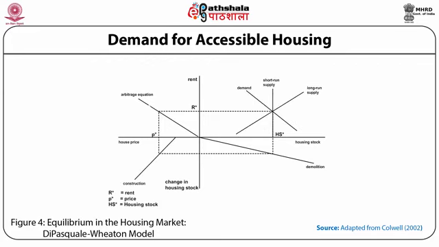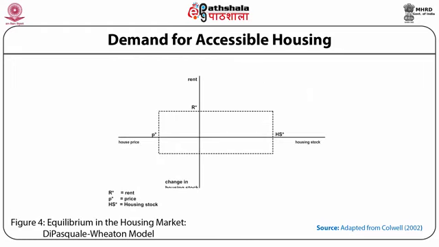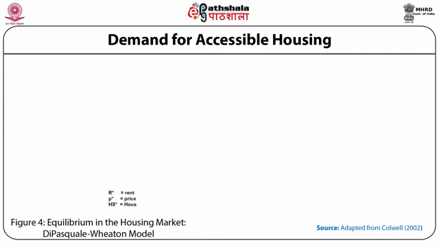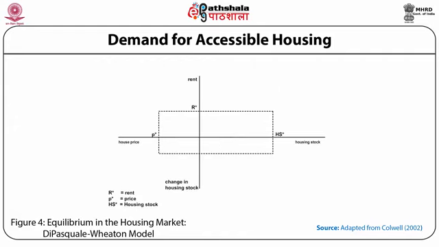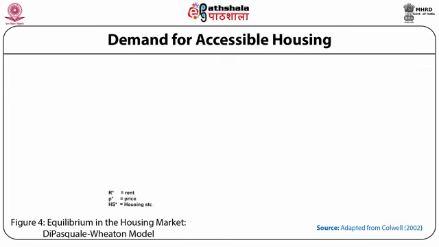On the other hand, a permanent rise in demand induces the suppliers to raise the supply of housing stock, and as the marginal costs are rising, the new equilibrium would be established at slightly higher prices, that is greater than R star and P star, and higher stocks, that is more than HS star.